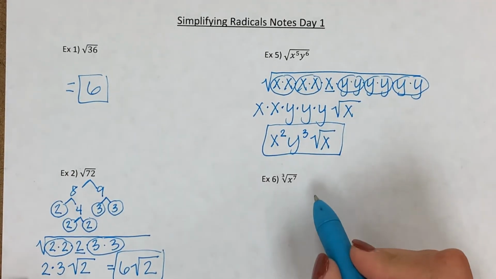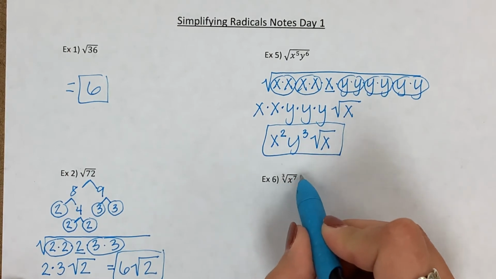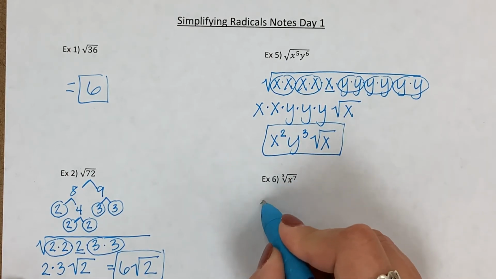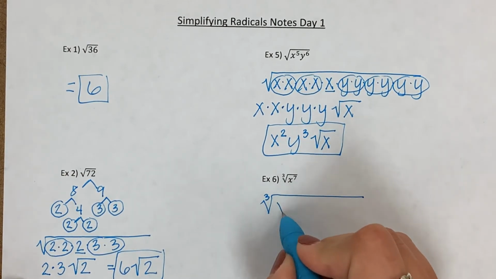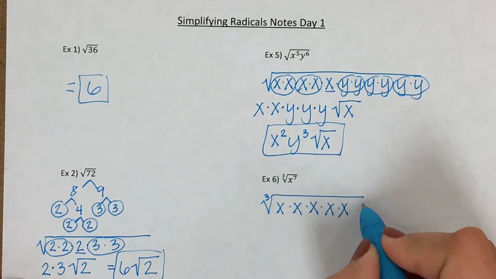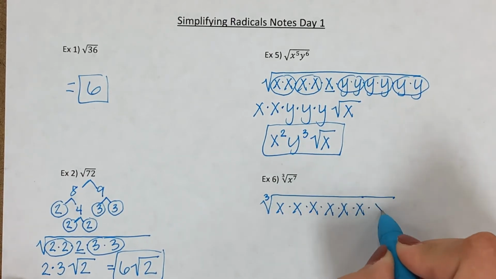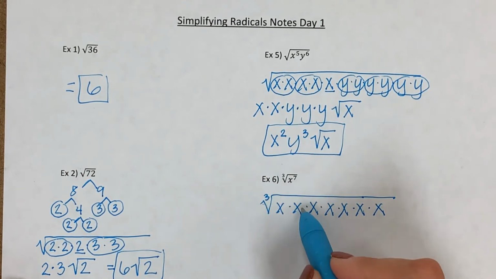All right. Our last example we're going to do together on the notes is the cubed root of x to the 7th. So once again, we're going to rewrite this, but this time we have to remember to put that 3 there. We expand out the x's, so we have 7 of them. That's 3, 4, 5, 6, and 7. Now instead of pairs like up here, I'm going to look for groups of 3.